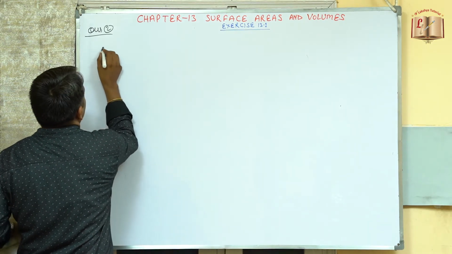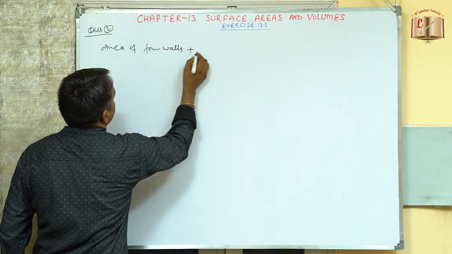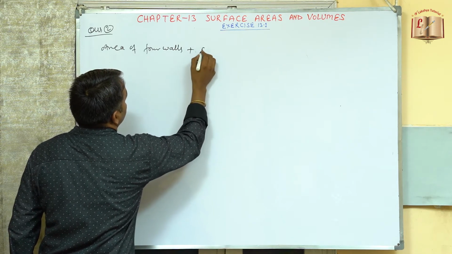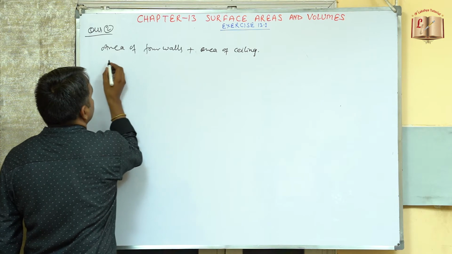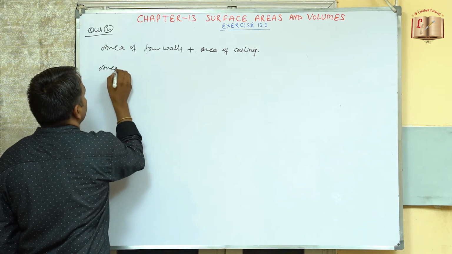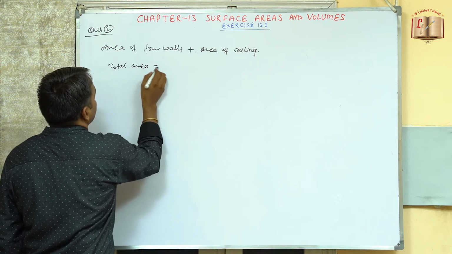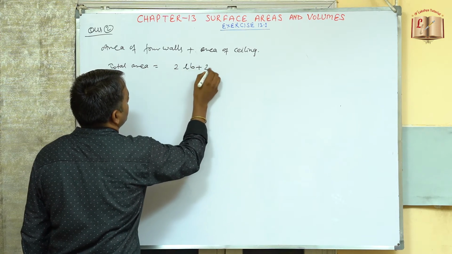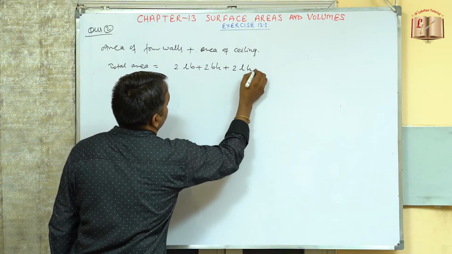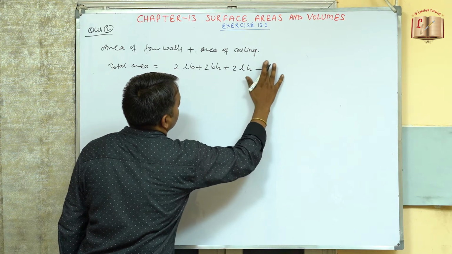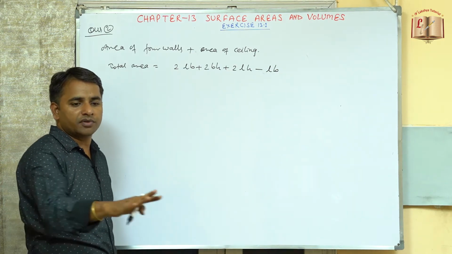So now we need to find out the area of 4 walls plus area of ceiling. So area of 4 walls plus ceiling, this complete area, or we can write total area, will be equal to 2 times LB plus 2 times BH plus 2 times LH minus LB. So complete cuboidal surface area will be included except the floor area.